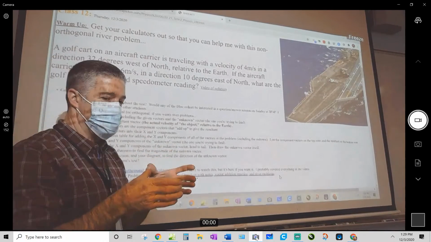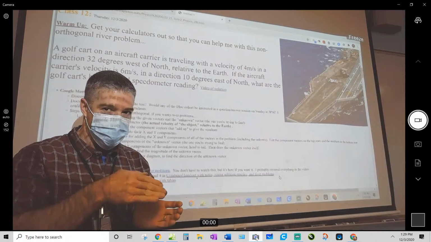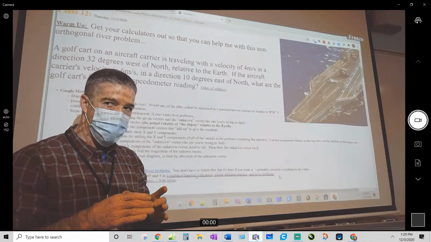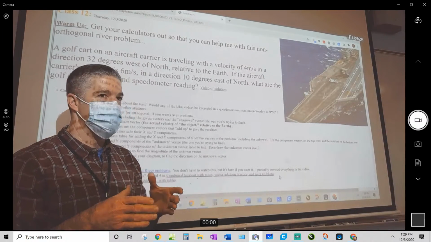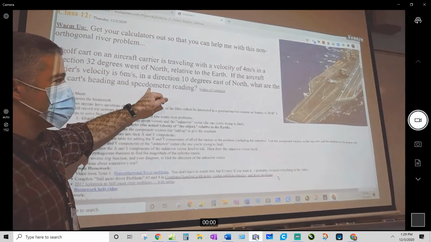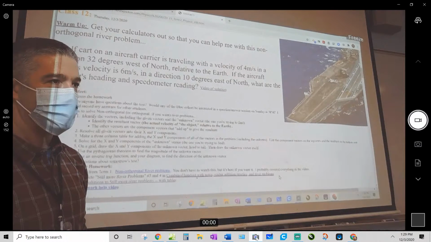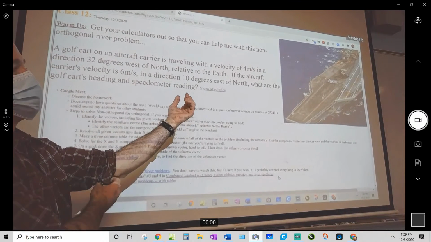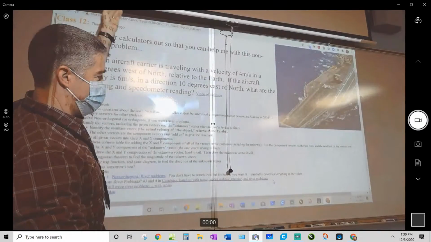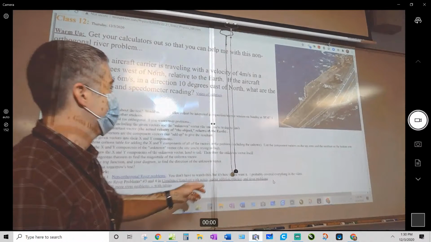So, in other words, if the person driving the golf cart had a compass and was reading off so many degrees this way, that way, and following that compass reading, what would that compass reading be? Like, which direction is the person on the golf cart trying to head? And what would the speedometer say? So how many meters per second is it actually traveling across the deck of the aircraft carrier? So this is the hardest kind of river problem.